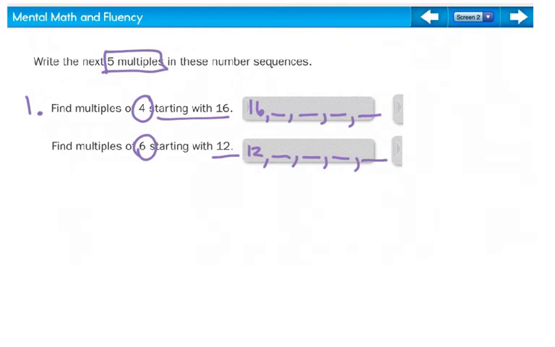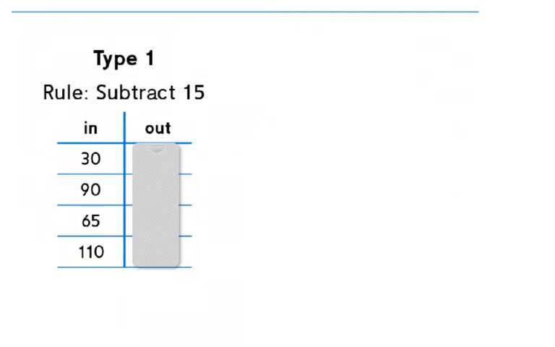All right, multiples of 4 starting with 16: 16, 20, 24, 28, and 32. Find multiples of 6 starting with 12: 12, 18, 24, 30, and 36. Those are all multiples. Now, today what we're going to do is look at what's my rule.